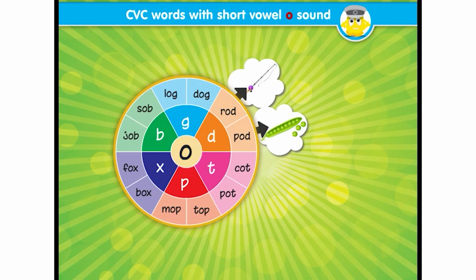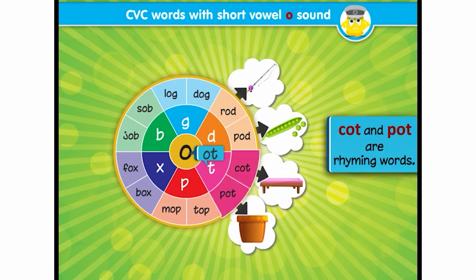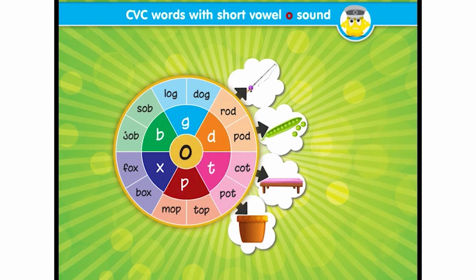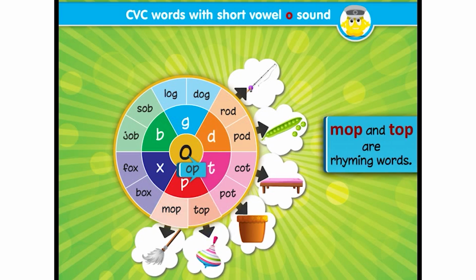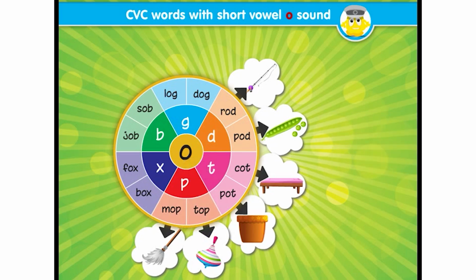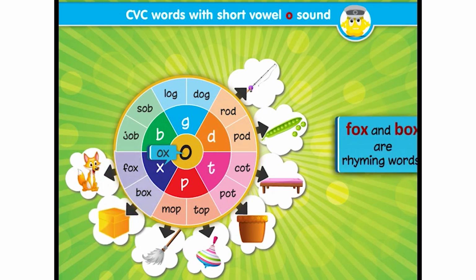O and T makes ot, as in cot and pot. Cot and pot are rhyming words. O and P makes op, as in mop and top. Mop and top are rhyming words. O and X makes ox, as in fox and box. Fox and box are rhyming words.